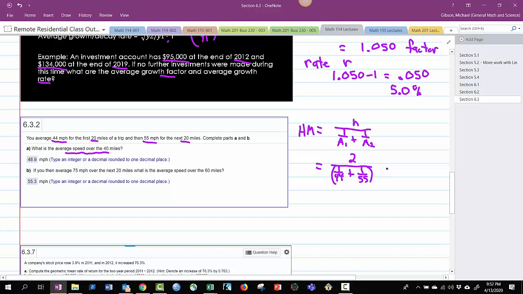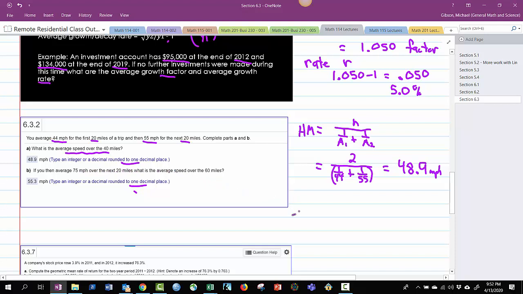It says 1 decimal place. 1 decimal place. 48.9. Okay? Miles per hour. Part two, if you then average 75 miles per hour over the next 20 miles, now what's the average?